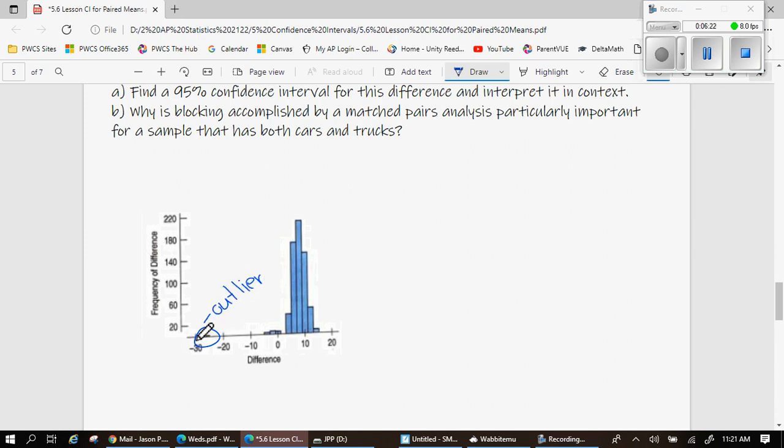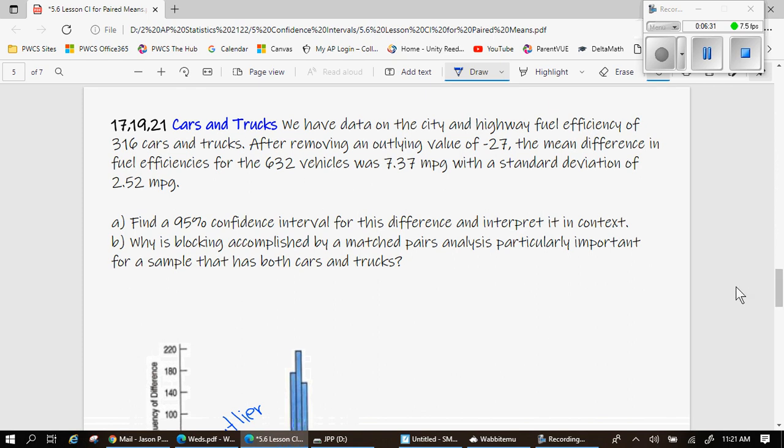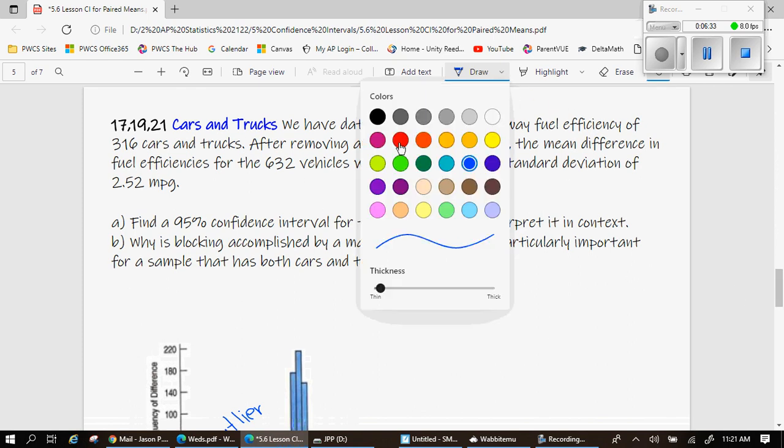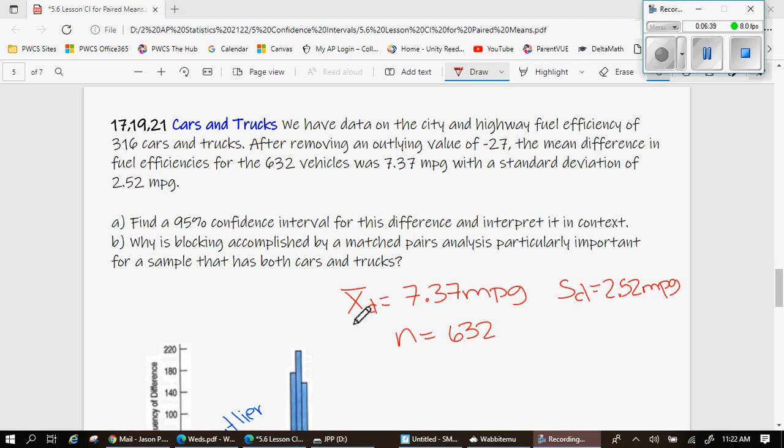And so if we remove that piece, it's still a little bit skewed, but it's not too bad, especially because our sample size is so large, 632 vehicles. So I'm going to go ahead and first document some of the things we know, because I like doing that. So we have a mean difference. Instead of writing it as D with the bar on top, I just did our regular X bar and gave it this subscript for the difference.